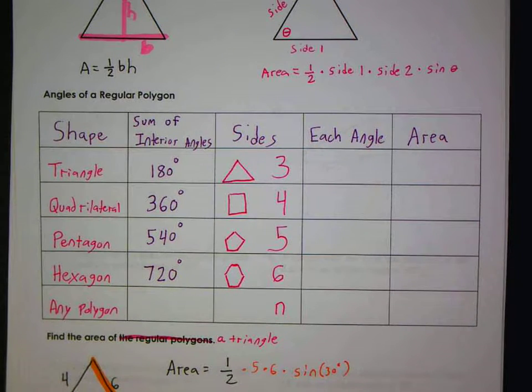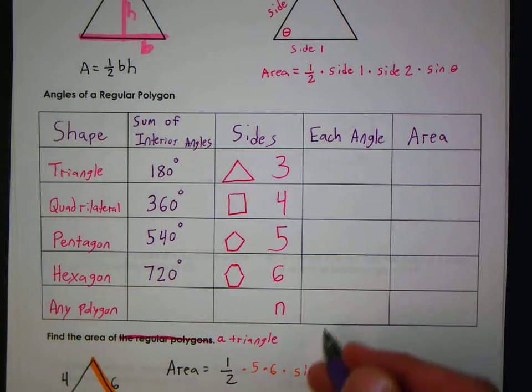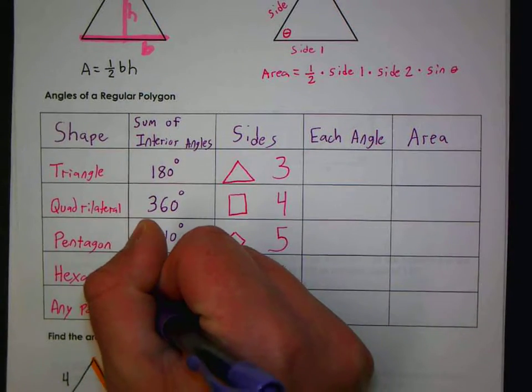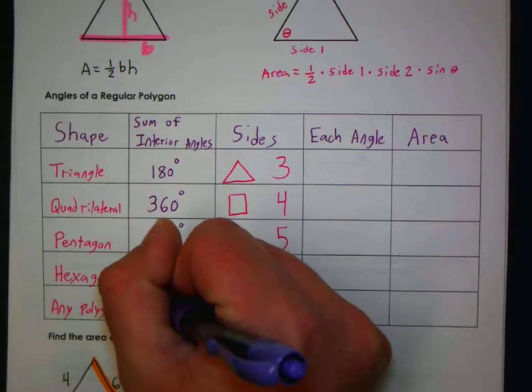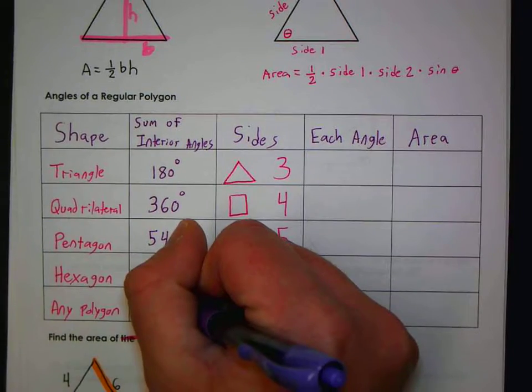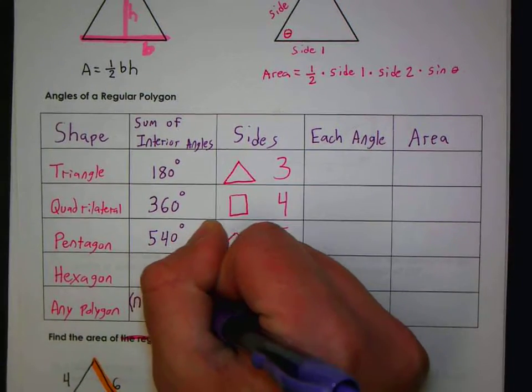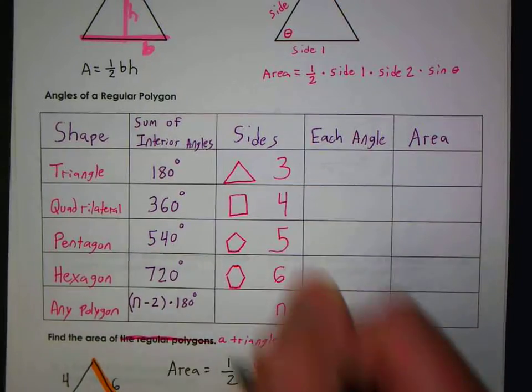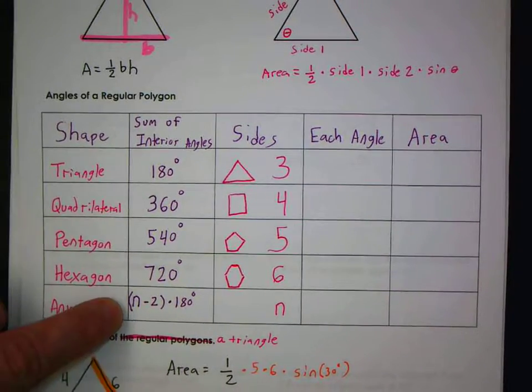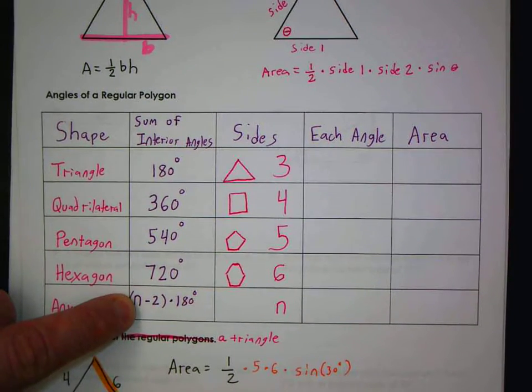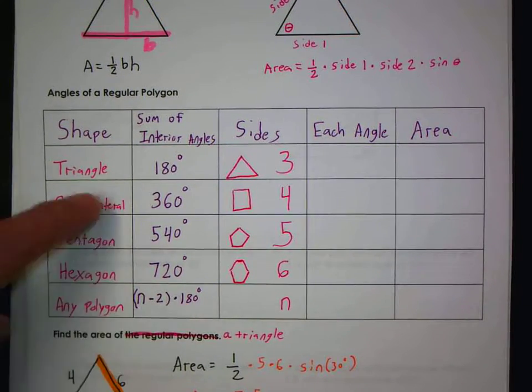Now there is a formula for that. You take the number of sides, subtract 2, do that first, and then multiply it by 180 degrees. That's the formula. So triangle, 3 sides, 3 minus 2 is 1, 1 times 180 is 180.